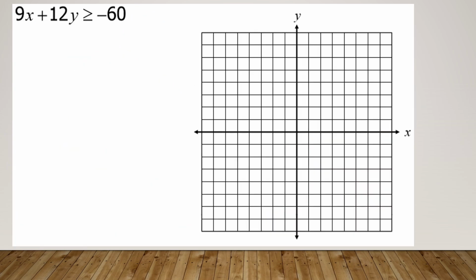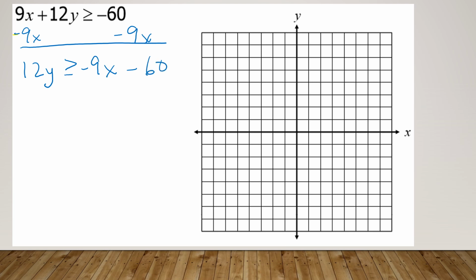This equation is in standard form. We want to change it into slope-intercept form. In order to do that, we need to get the y by itself. So if we subtract 9x from both sides, we get 12y is greater than or equal to -9x minus 60. And then we would need to divide by 12 to get y by itself.